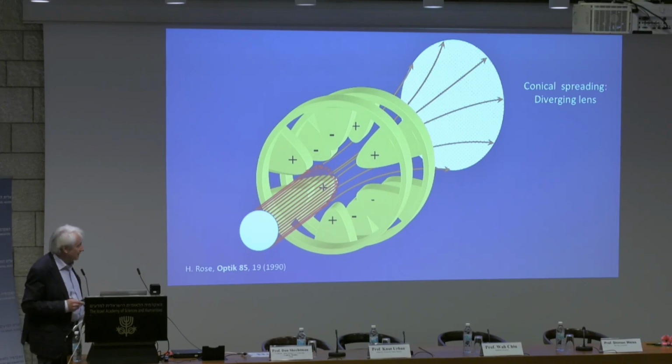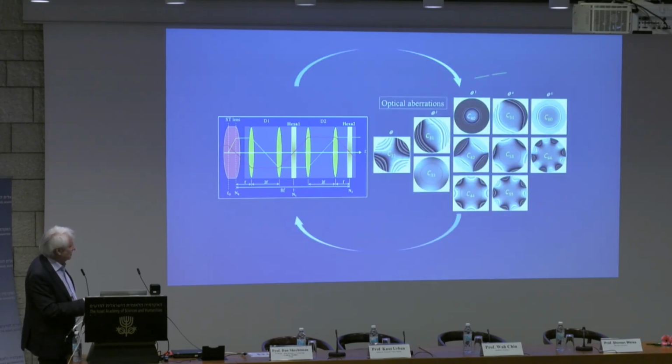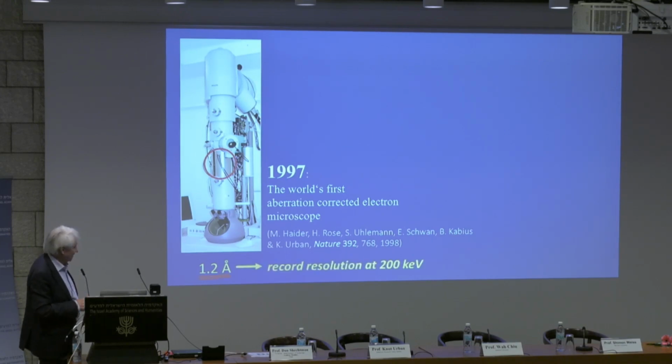This looks simple. In reality, it's quite complicated and difficult, not least because everything you do has an action on all these other aberrations. So it took us 6 years, till 1997, when we could submit our paper to Nature, in which we showed that we had constructed the world's first aberration-corrected electron microscope, with a resolution of 1.2 angstrom, which was by far better than any resolution that had been achieved at that time at 200 kV.